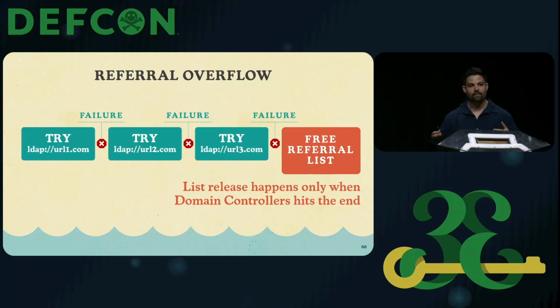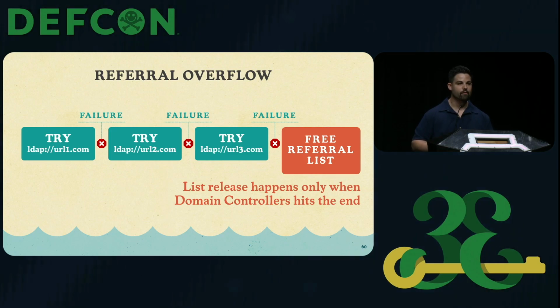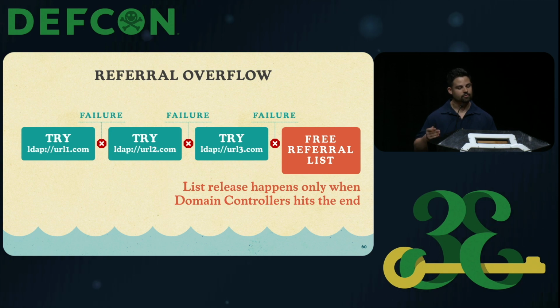So if we provide huge lists, we can create huge allocations. But there's even more to that. That is because apparently the LDAP client does not release any referral URL from the list until it hits the end of the list. That means that the longer the referral list that we provide, the longer the allocation stays in the domain controller's heap memory, which can be a very, very long time. It can be a few hours even.